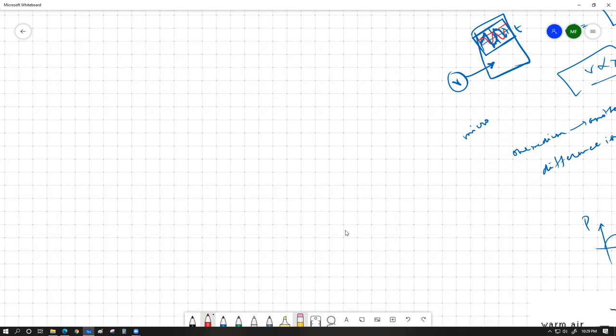This is a very simple example. Let's say this is a room. We have one door. What we're going to do, we're going to place a person over here. Let's say this is person one. And we're going to place another person over here. This is person two.